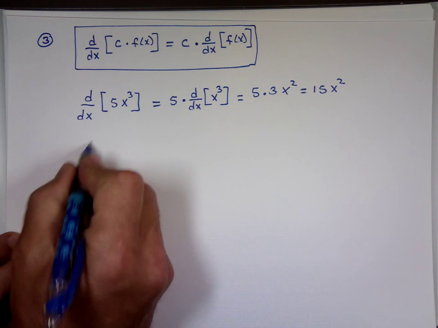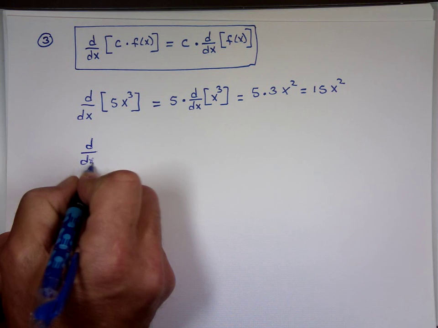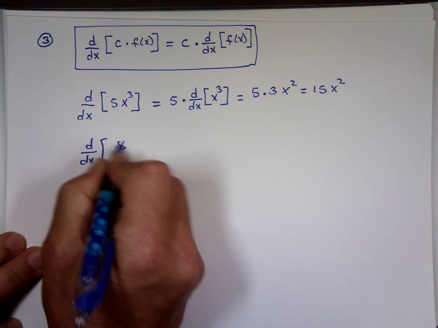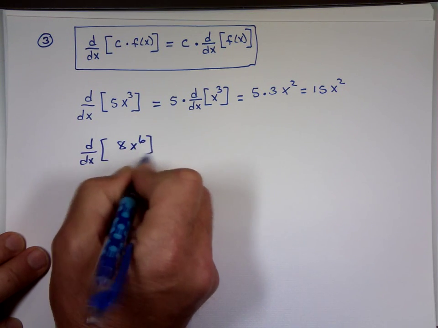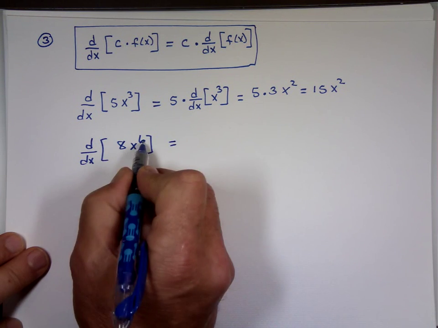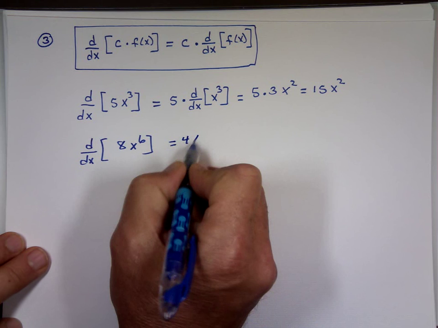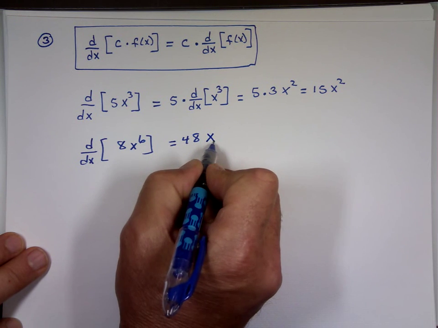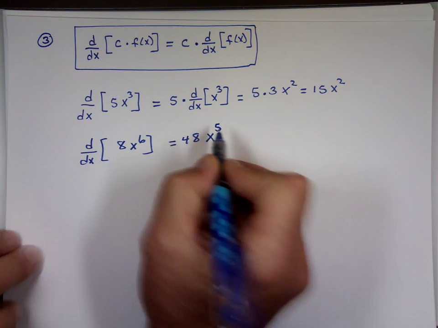The derivative of 8x to the 6, if you don't want to do all these steps, what's 8 times 6? 48, and subtract 1 from the power. 5.